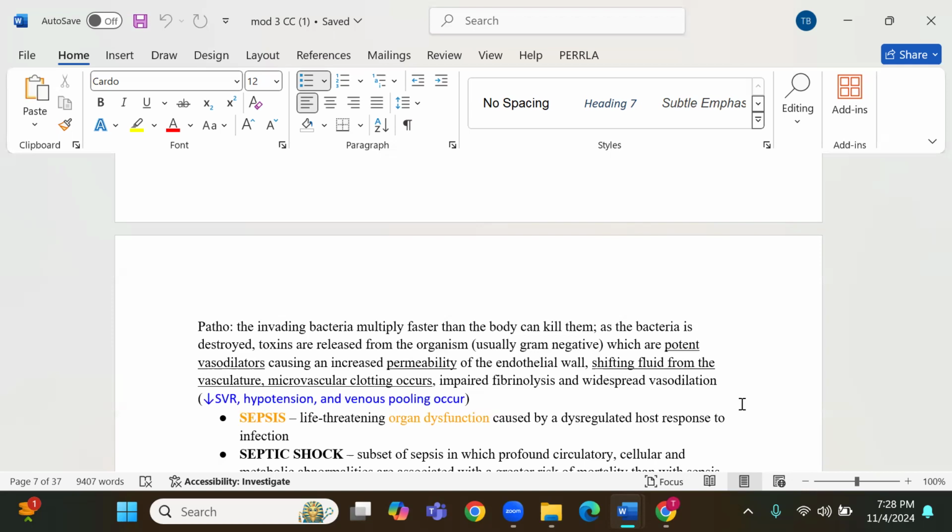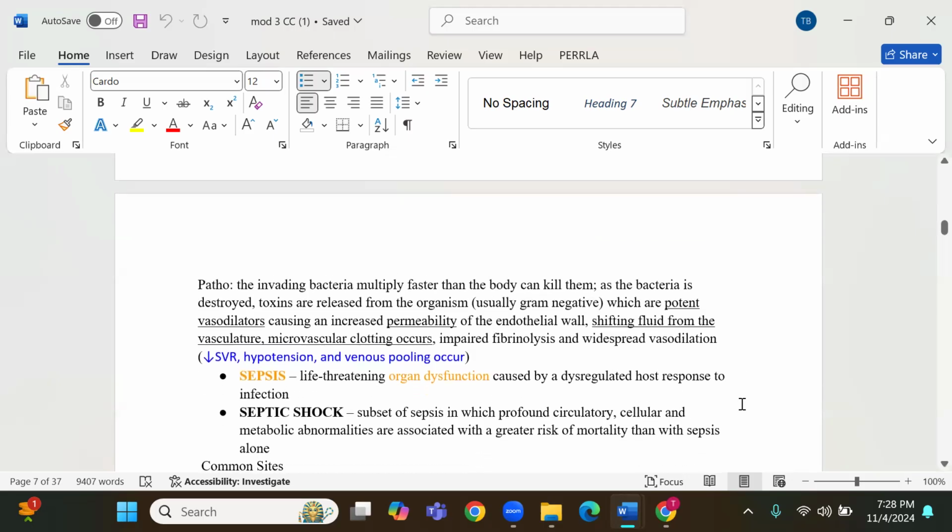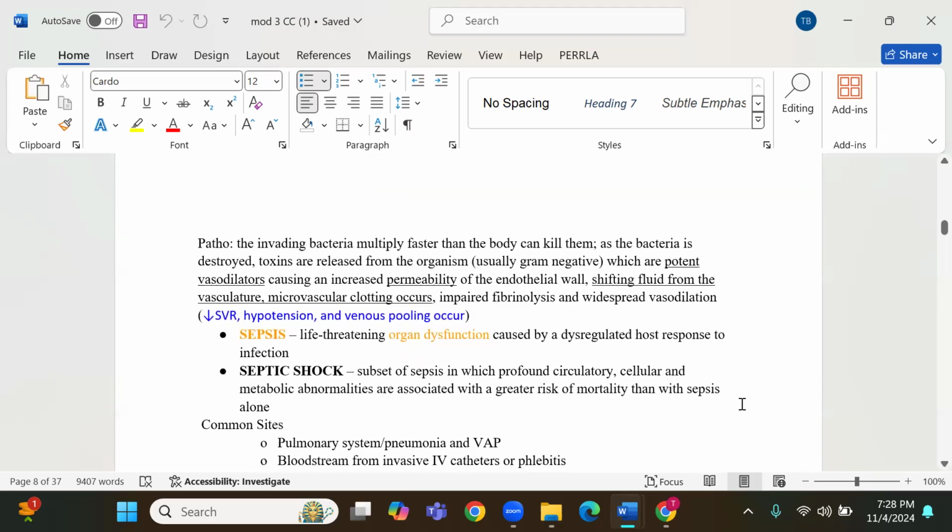So both in anaphylactic and septic shock, the patient has vasodilated. Now, let's look at this, because there's a difference between sepsis and septic shock. Sepsis is life-threatening organ dysfunction caused by dysregulated host response to infection. What that means is that we're having organ dysfunction because we have this massive bacterial infection.